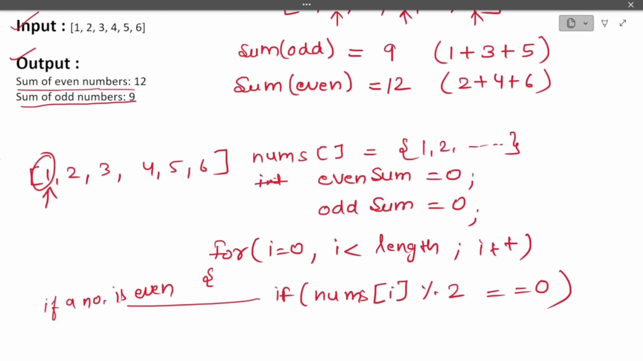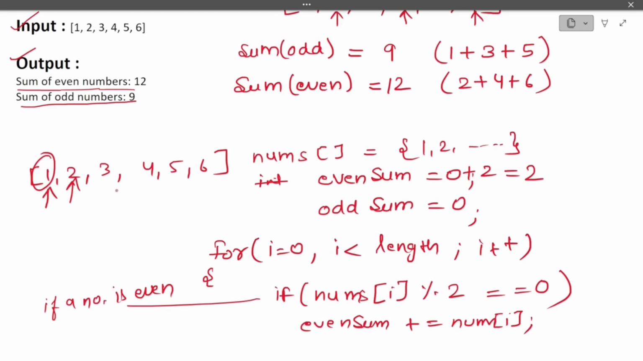So for example, in the first case when we check with 1, this will turn out to be false. But for the second case when nums[i] is 2, 2 mod 2 is what? We will get the remainder as 0. So this condition turns out to be true. When this turns out to be true, we will do evenSum plus nums[i]. So what will happen? Previously our evenSum value was 0, and now it will be plus 2, which will be 2, right?